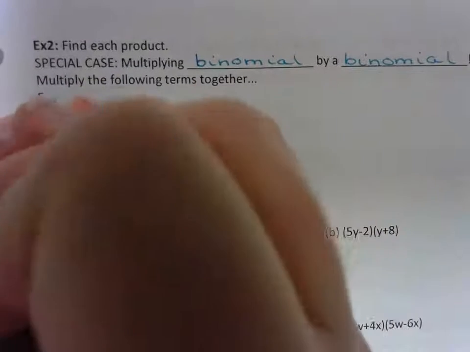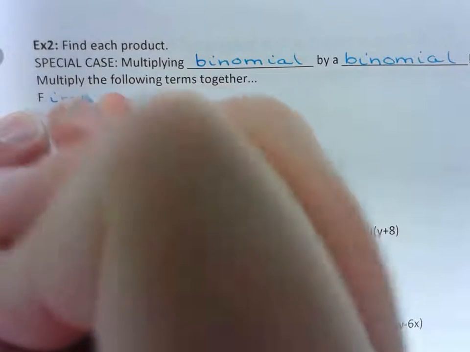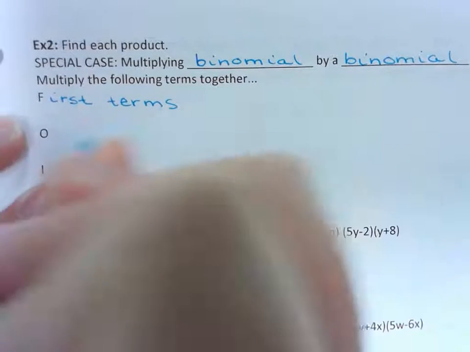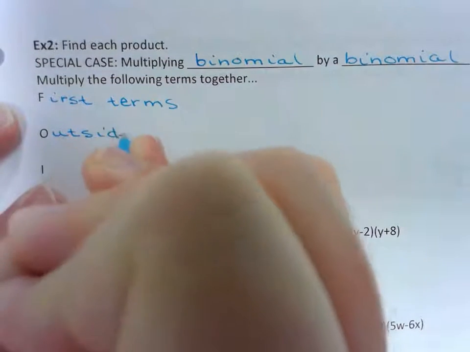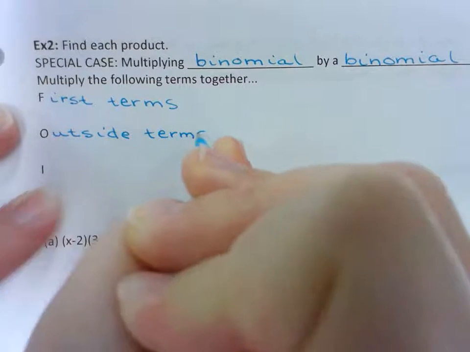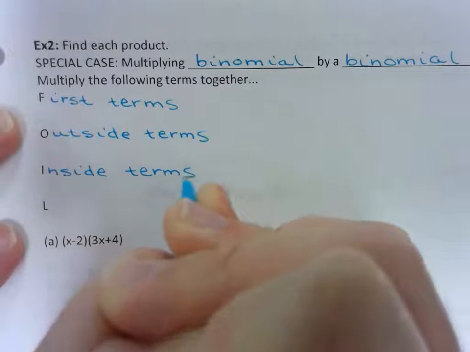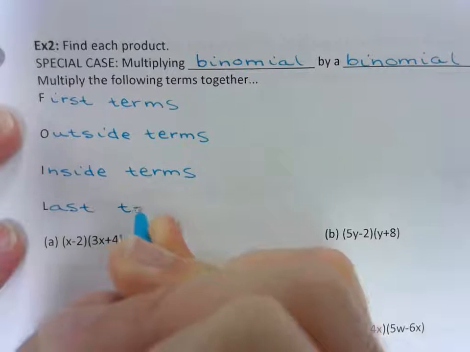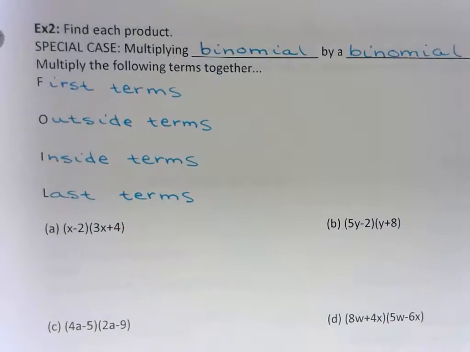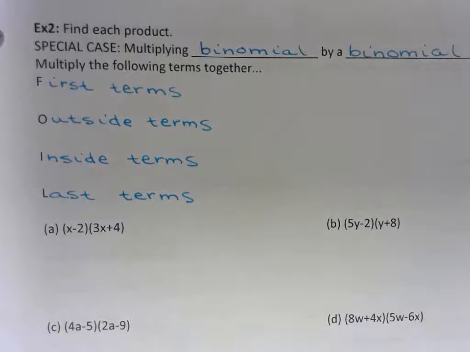You're going to multiply your first terms together. You're going to multiply your outside terms together. You're going to multiply your inside terms together. And you're going to multiply your last terms together. Now you can only use this strategy if I am doing a binomial times a binomial. And if this strategy confuses you, just do like we did in the first example. Just use the distributing method. This is just another way to think about it, whichever way is easiest. I want to show you both ways. Okay. Any questions on that?